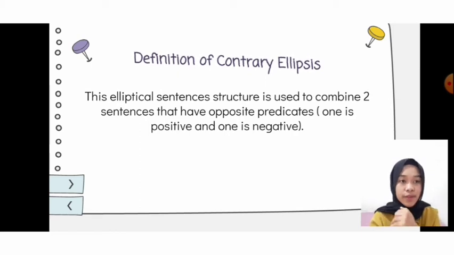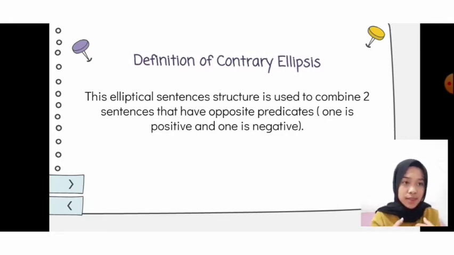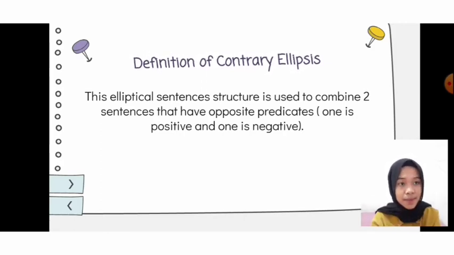So, what is the definition of contrary ellipsis? Contrary ellipsis means that the elliptical sentence structure is used to combine two sentences that have opposite predicates. One is positive and one is negative. As you know, in positive ellipsis there are two sentences or two clauses that have positive context, while in negative ellipsis there are two sentences and two clauses that have negative context.